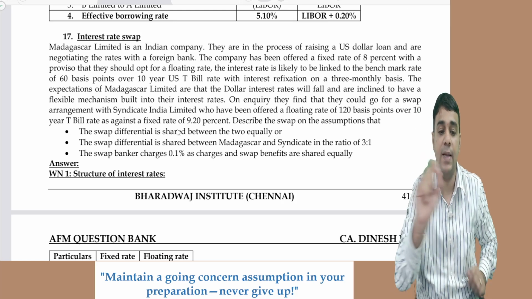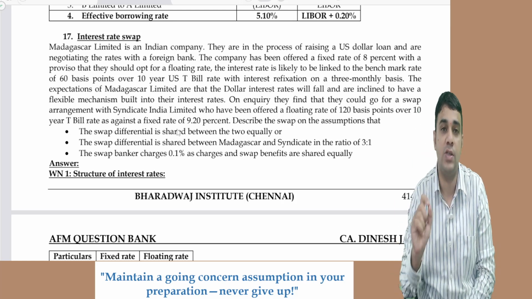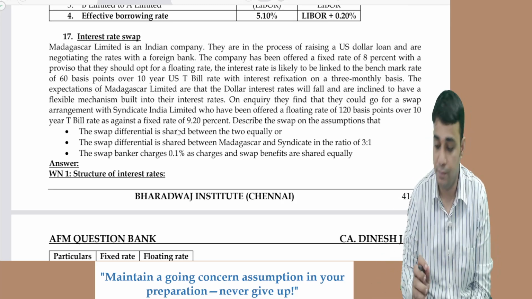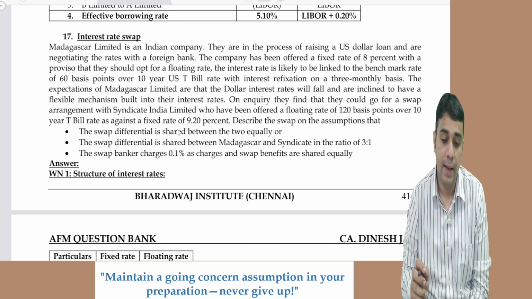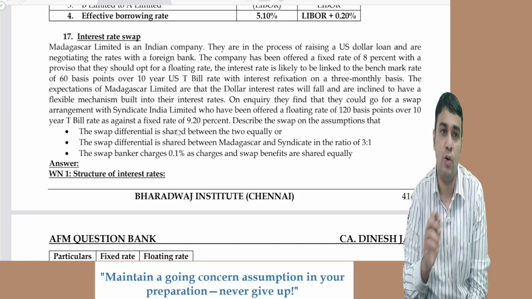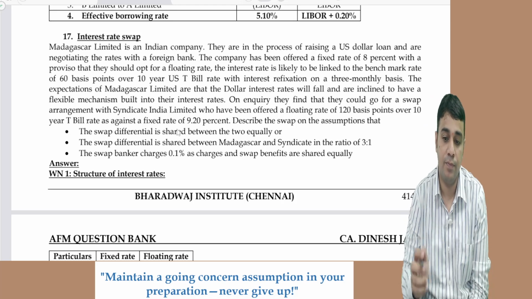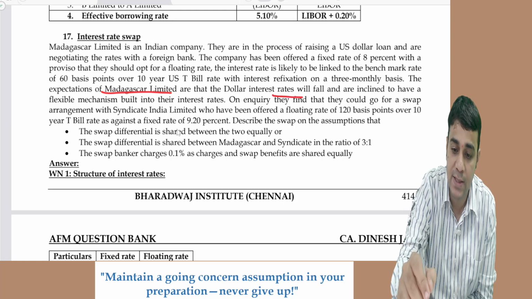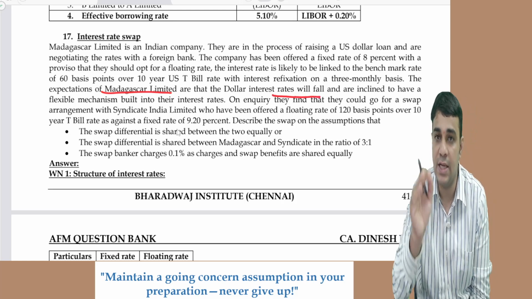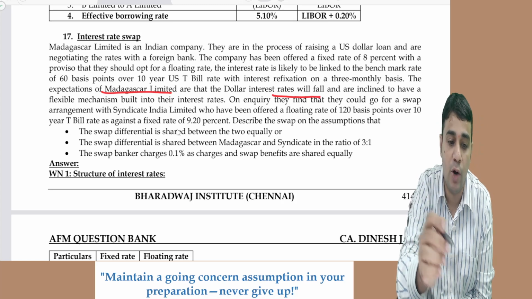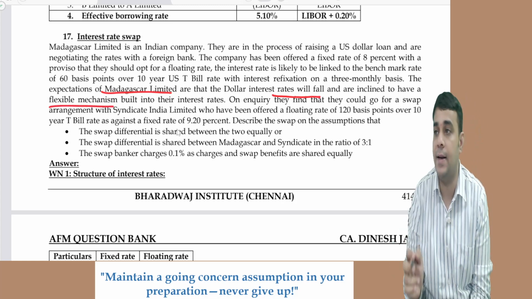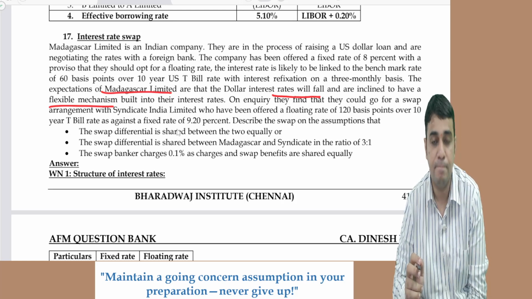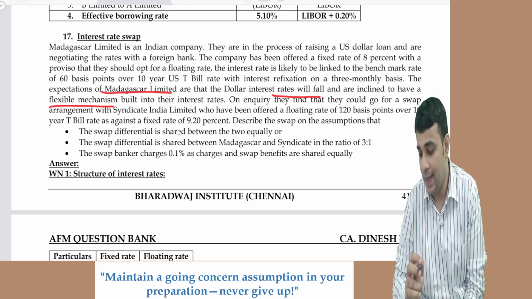What rate of interest does M want? Somewhere they would have given whether M wants a fixed loan or a floating loan. Somewhere they would have given it in the question. M believes that interest rates will fall. This itself is sufficient. If interest rates fall, they want what? A flexible mechanism. M wants floating. Has S been given anything?